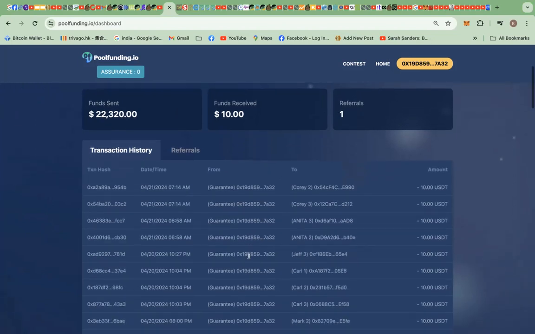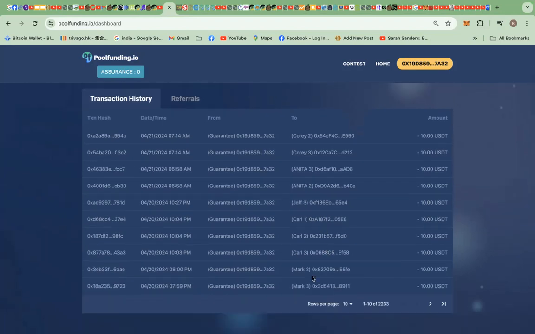And then you can see here, Corey was the last person to get a guarantee payment yesterday, about 7 o'clock in the morning. Okay. And then Anita got a couple of payments, and then Jeff, and then Carl, and then Mark. So we can see who's getting paid. Yeah, so I know, Brian, you've been paid from the guarantee. You've experienced that, right? Yeah.